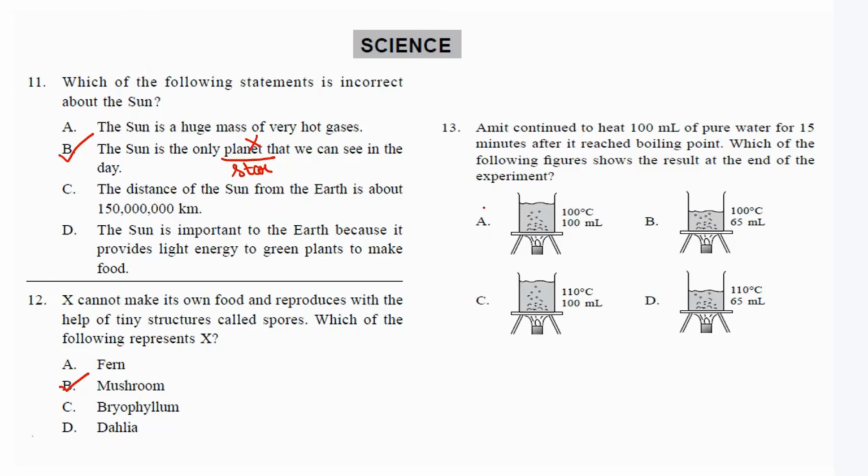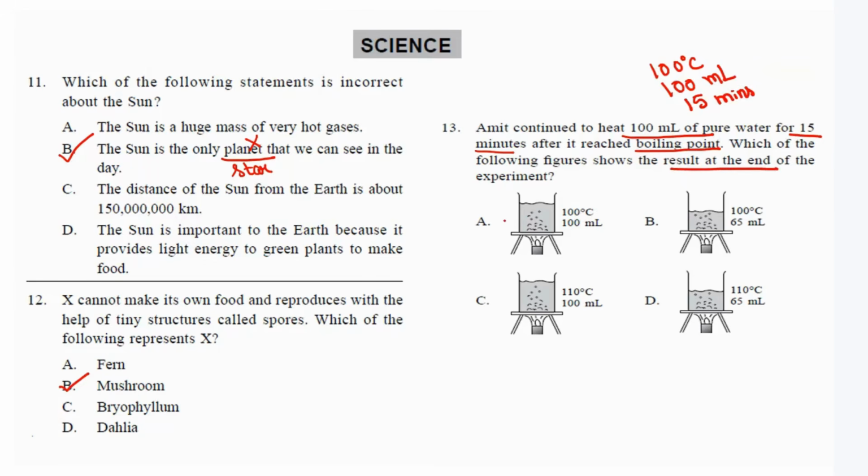Okay. Question number 13. In question number 13, it is said, Amit continued to heat 100 ml of pure water for 15 minutes after it has reached boiling temperature. So we know boiling temperature is 100 degrees centigrade, the amount of water that Amit has taken is 100 ml, and he is heating the water for 15 minutes. So these are the criteria that are already provided to us. From the options here, we have to find out which will be the end result, right?